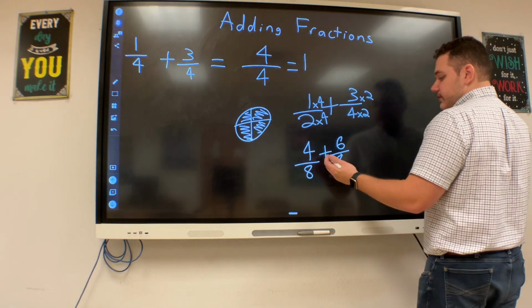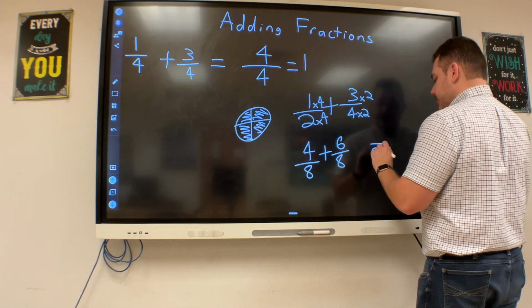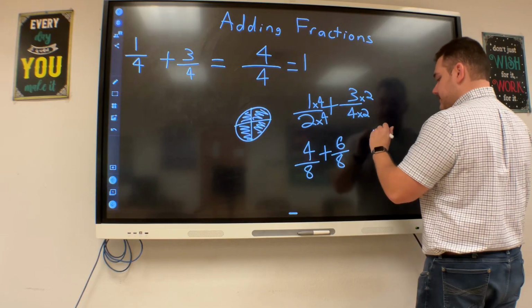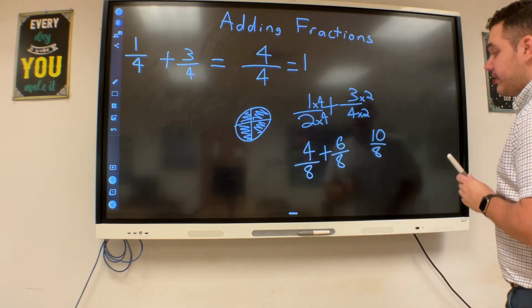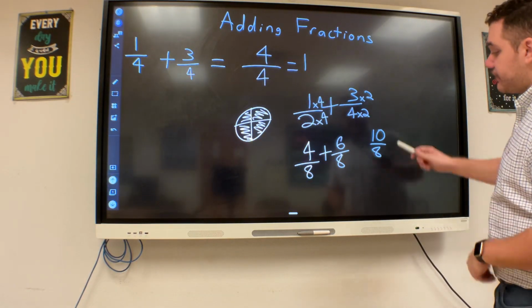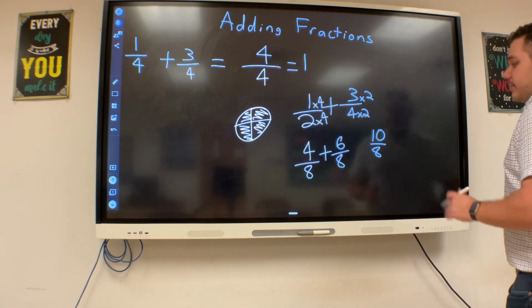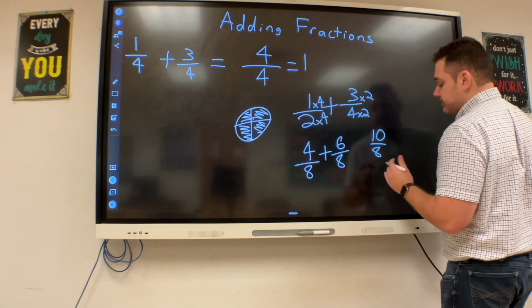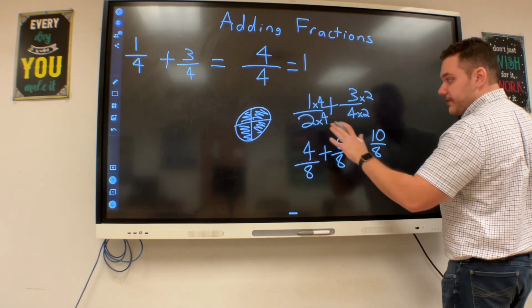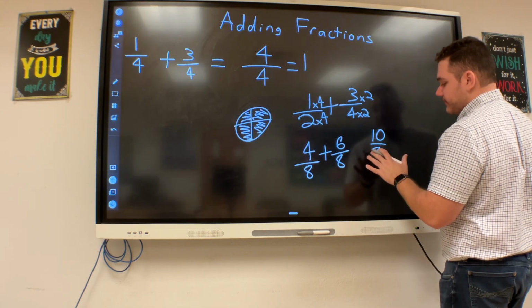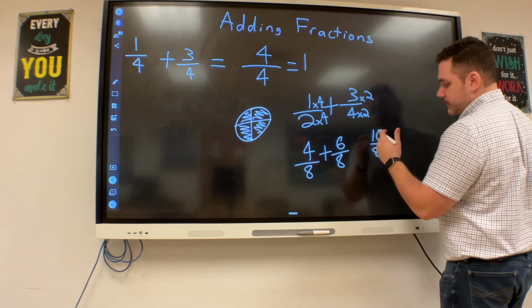So we're going to carry this over, keep our 8 on the bottom, 4 plus 6 is going to be 10. Now this is an improper fraction because the numerator is bigger than the denominator, so that's not going to work. So how we would write this is, going back to that pizza, we had 8 pieces possible, and now we have 10.